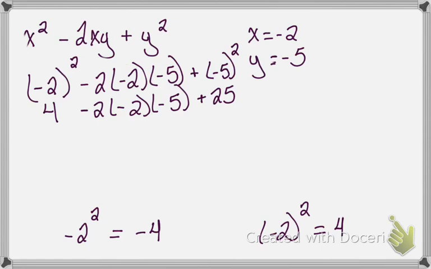Now I'm going to deal with all that's being multiplied together, and I'm going to deal with it in the order that I come to it. So I'm going to leave my 4. Then I've got negative 2 times negative 2, which is positive 4. Positive 4 times negative 5. What's that? Negative 20.